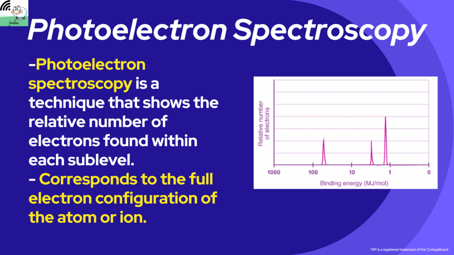But we can also do some analysis and compare and contrast different photoelectron spectroscopy graphs and get an understanding of the attraction of those electrons to the nucleus when we compare them to other elements on the periodic table.